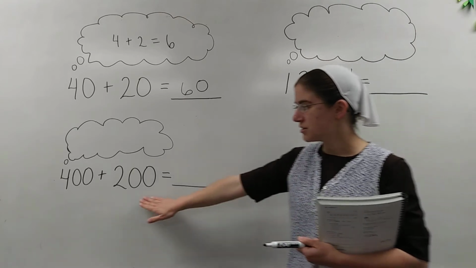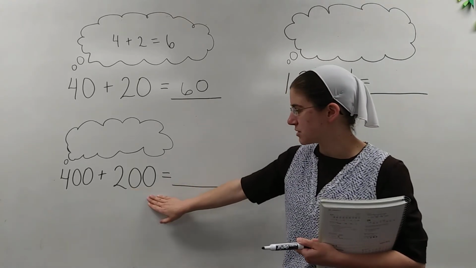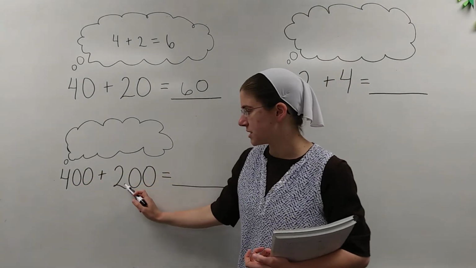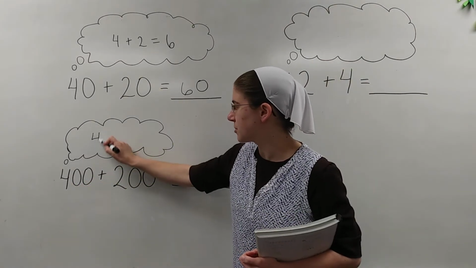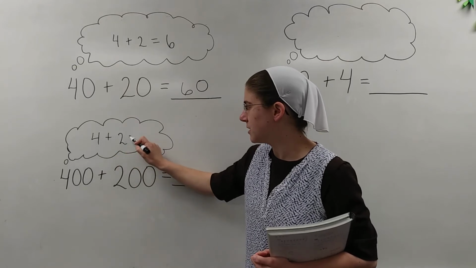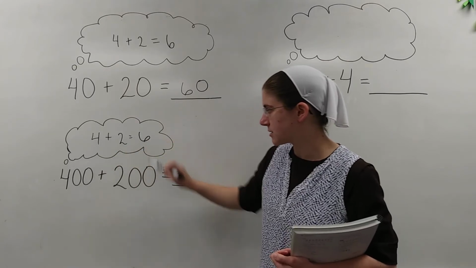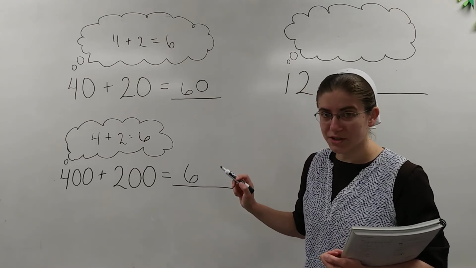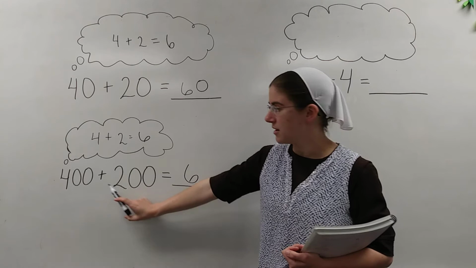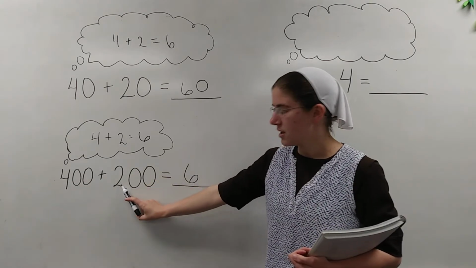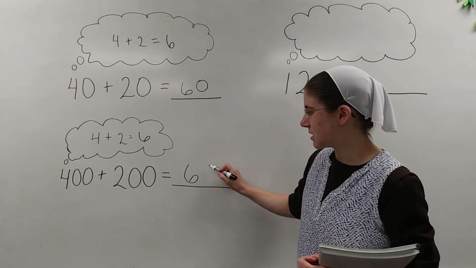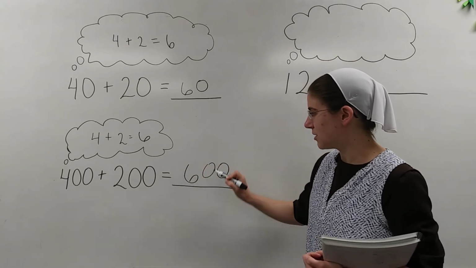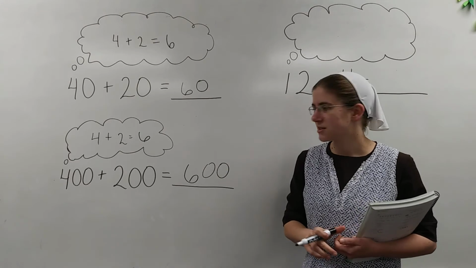We can do it with hundreds as well. 400 plus 200, we can think, well, what is 4 plus 2? We're thinking in our head, 4 plus 2, well, that's 6. So we know we have 6 hundreds, because remember, we're adding the hundreds. What goes in the tens place? A 0, and in the ones place, another 0. So 400 plus 200 is 600.